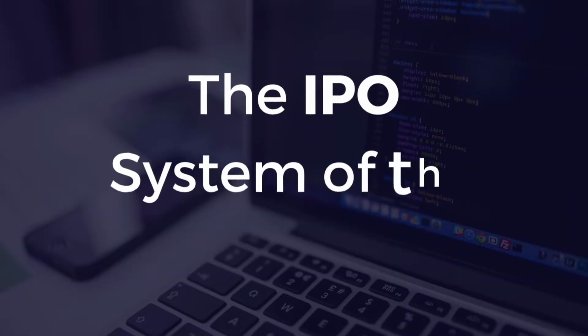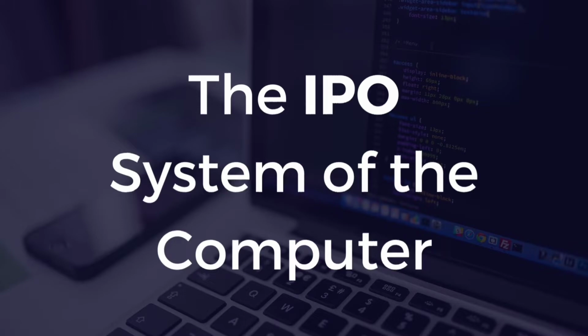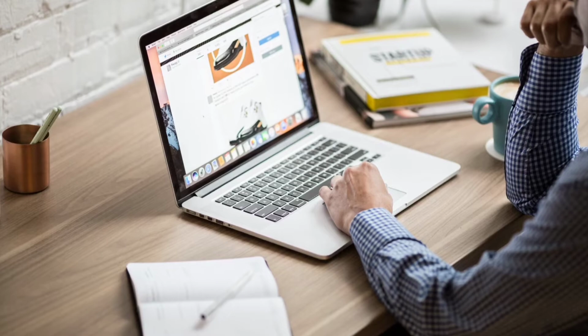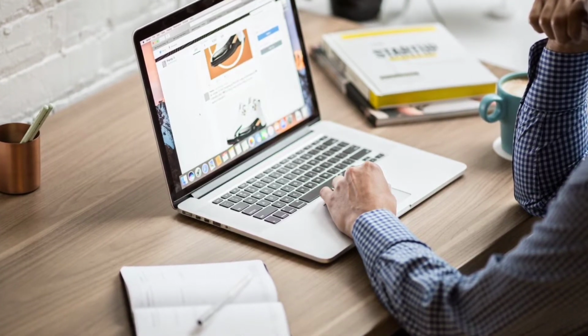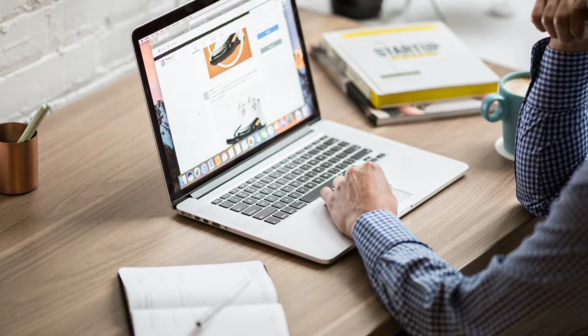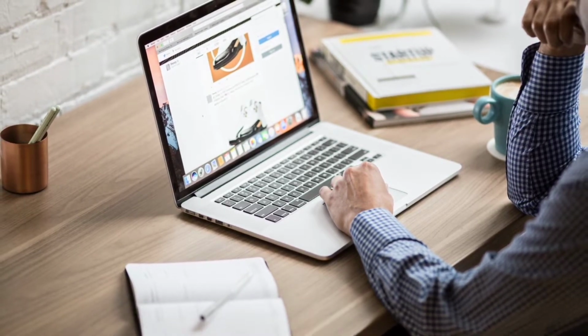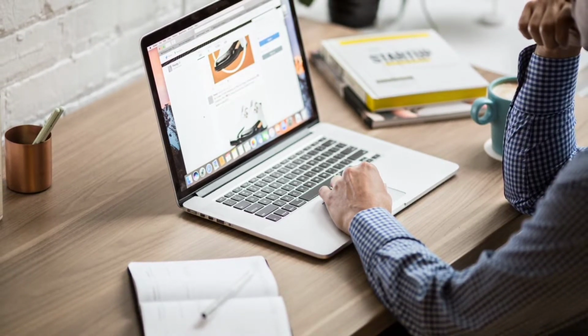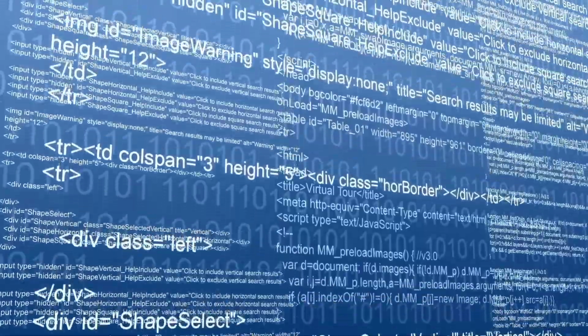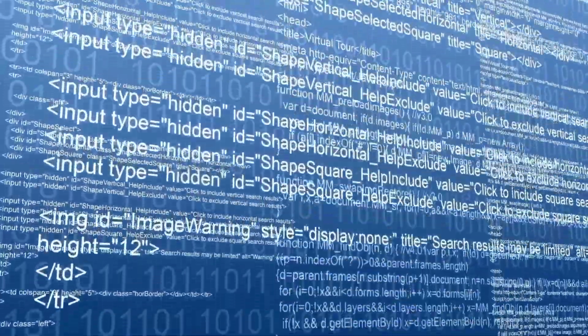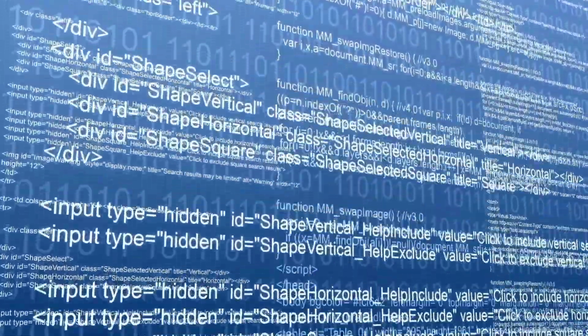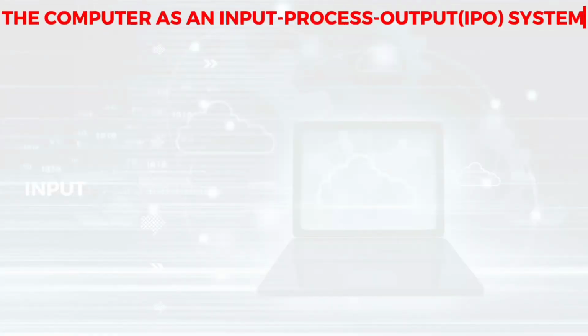Now let's talk about the computer as an IPO system. The IPO means the input process output system. So the computer has the ability to accept data as input from the input devices. It processes this data at the central processing unit. After processing this data, it brings out the results as information through the output devices.